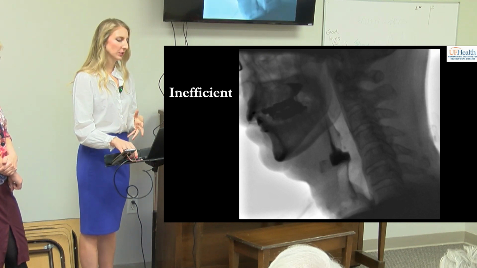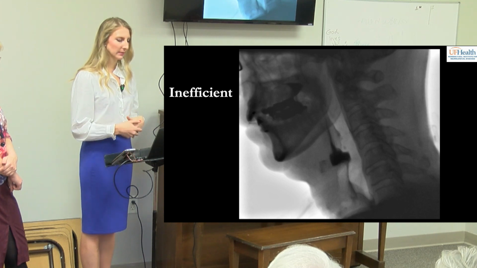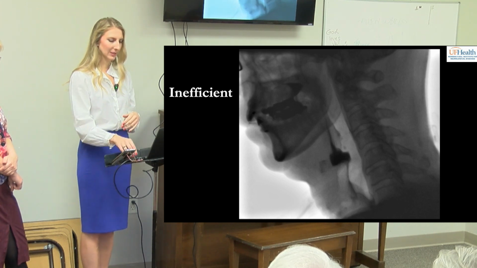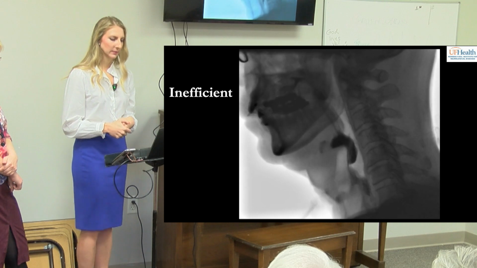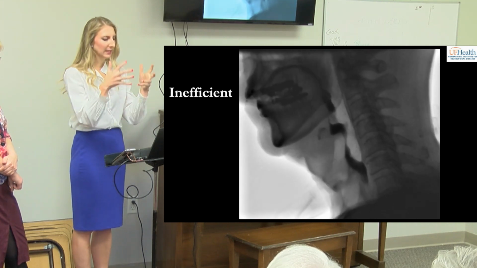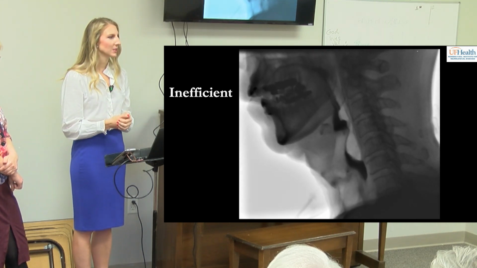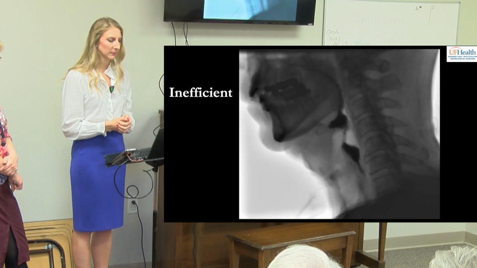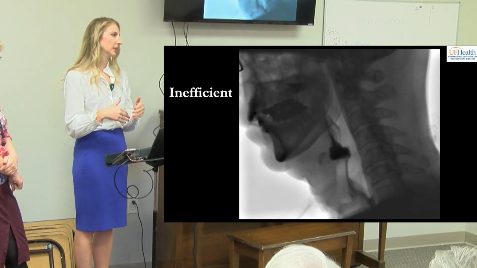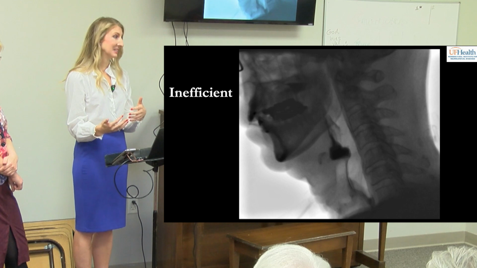And then an inefficient swallow, so some residue that this patient has in the pharynx that's remaining and just not really getting that nice pressure generation. The muscles aren't touching like we would like to see. So you can see the multiple repeated swallows, and if you think about it, that's quite fatiguing.